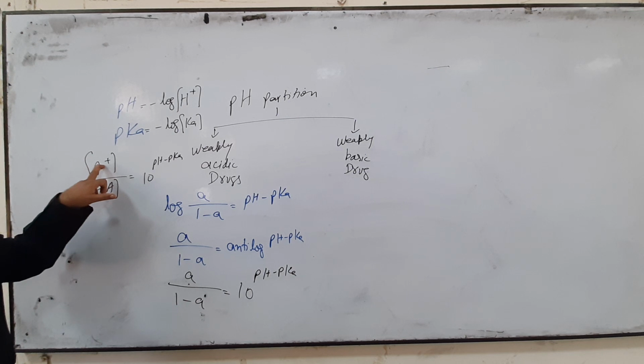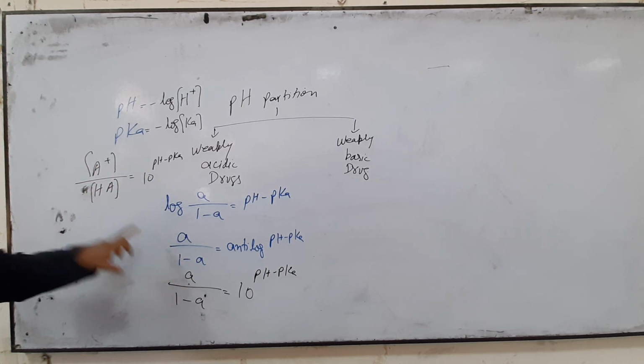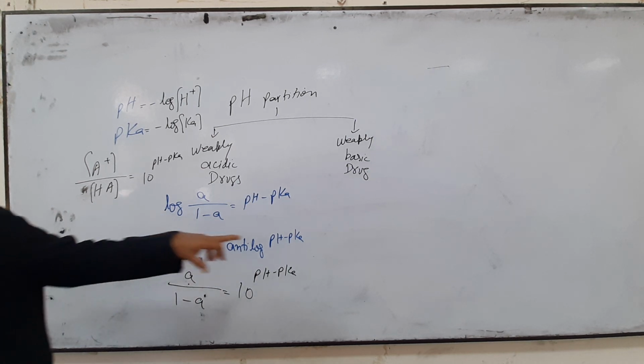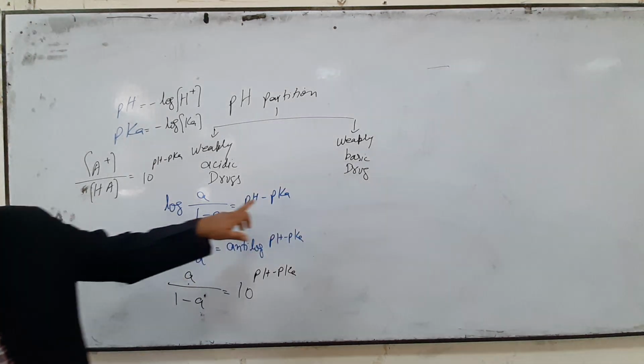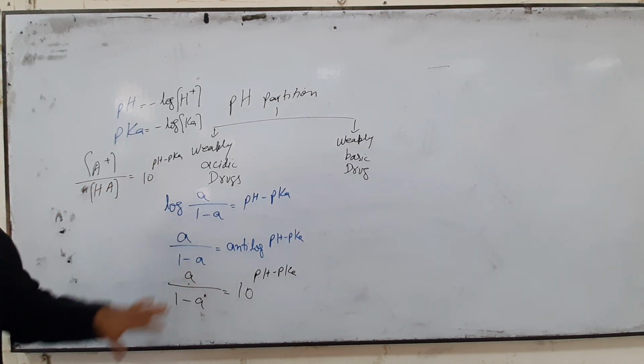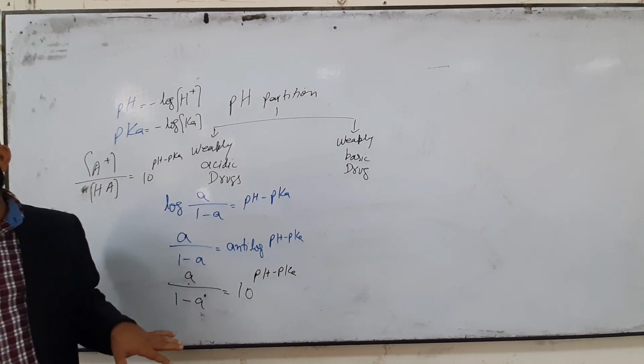Concentration of salt, ionized, and concentration of the pure, weakly acidic drug. Why am I writing it this way? Because when I go towards the weakly basic drug, I will change this formula. These are the 4 different ways to write the pH partition theory for the weakly acidic drug.